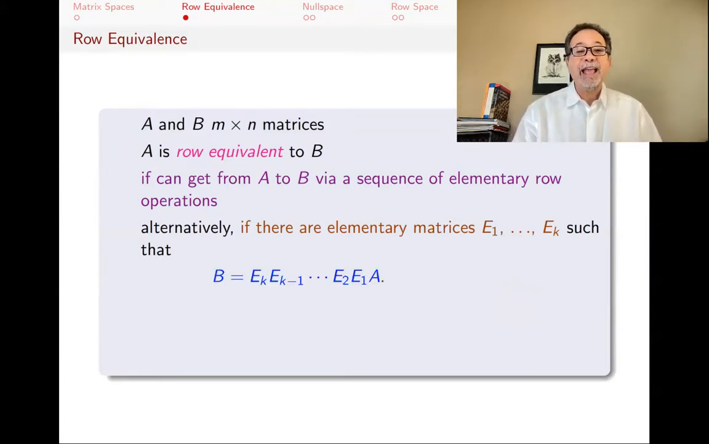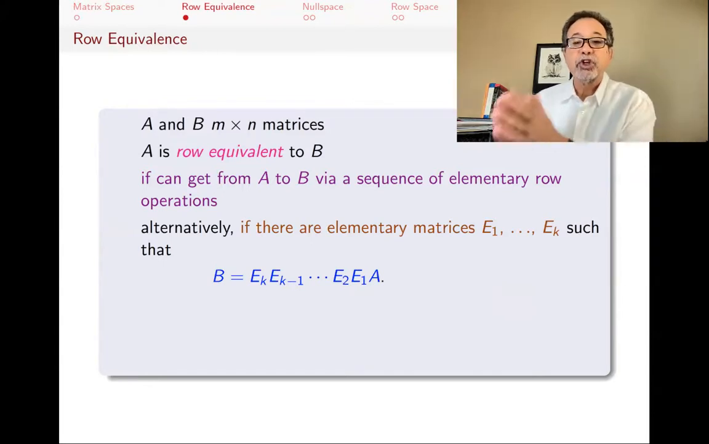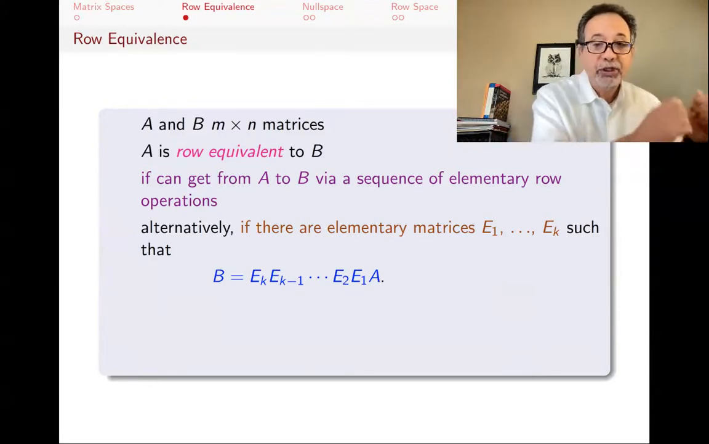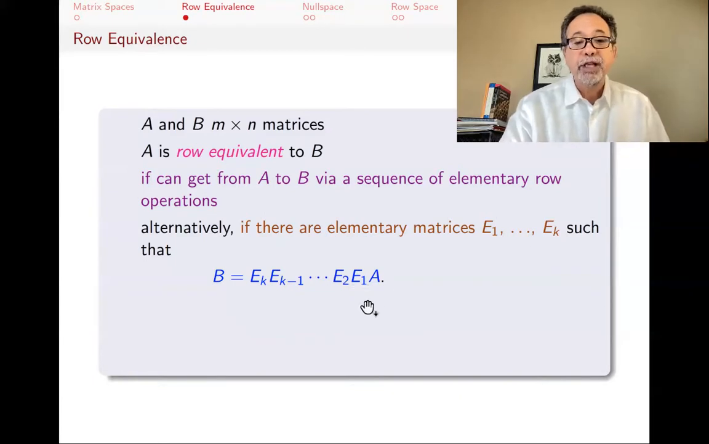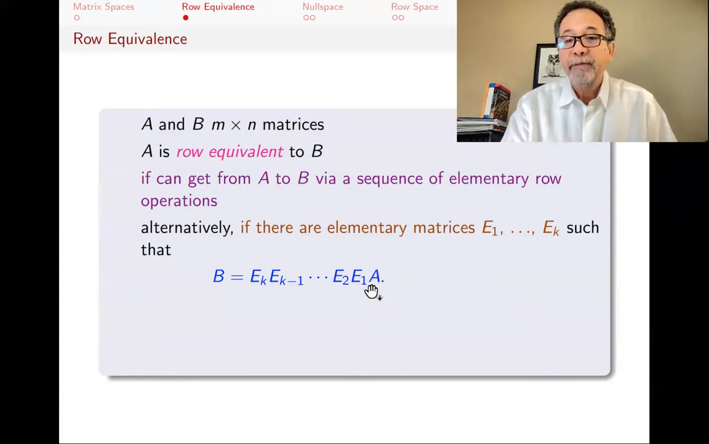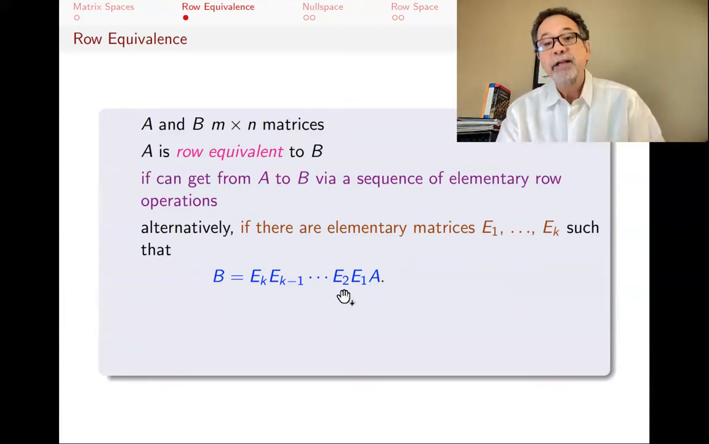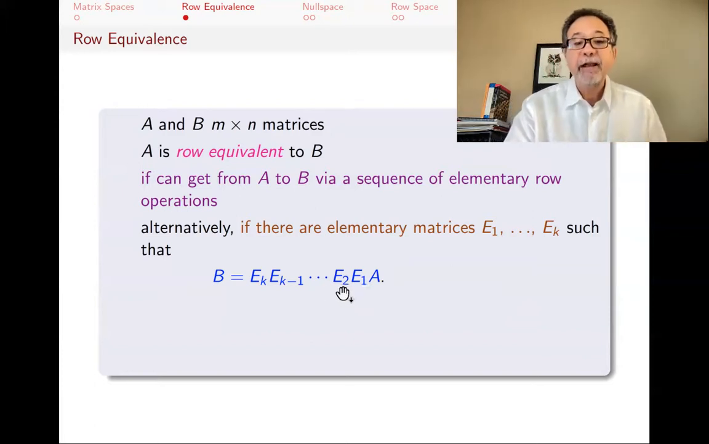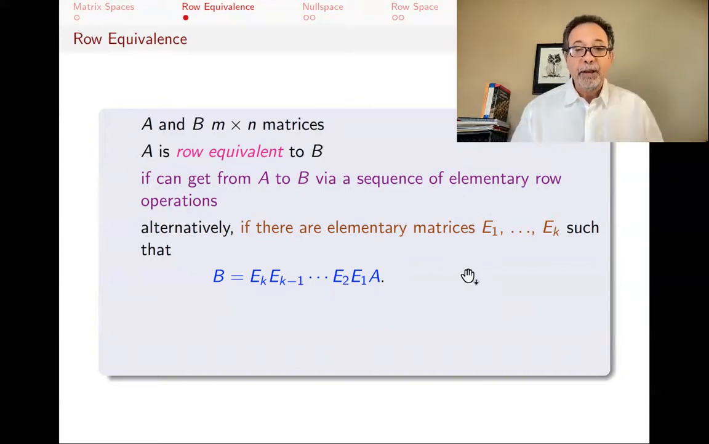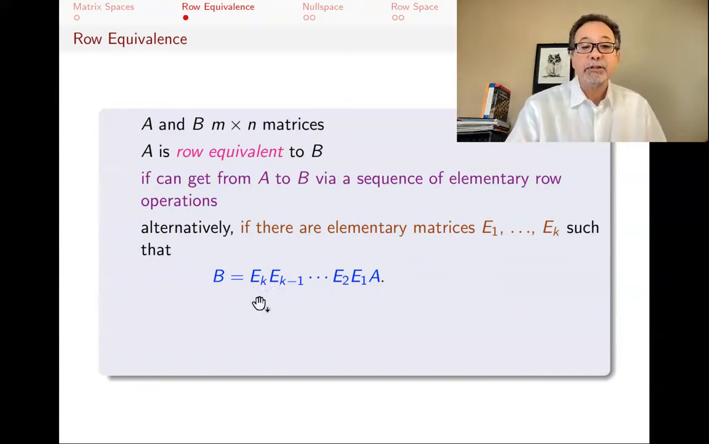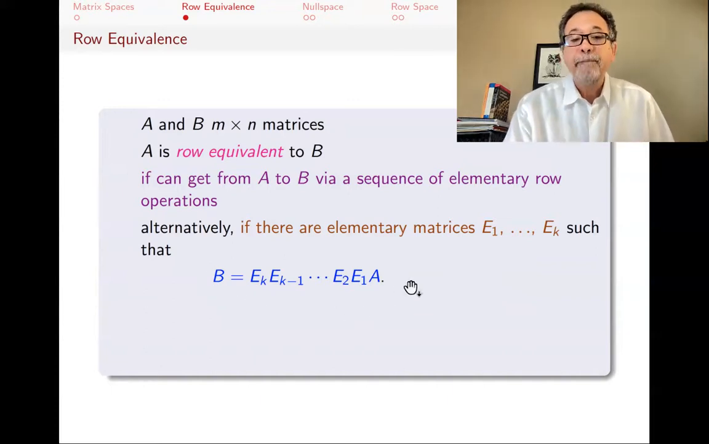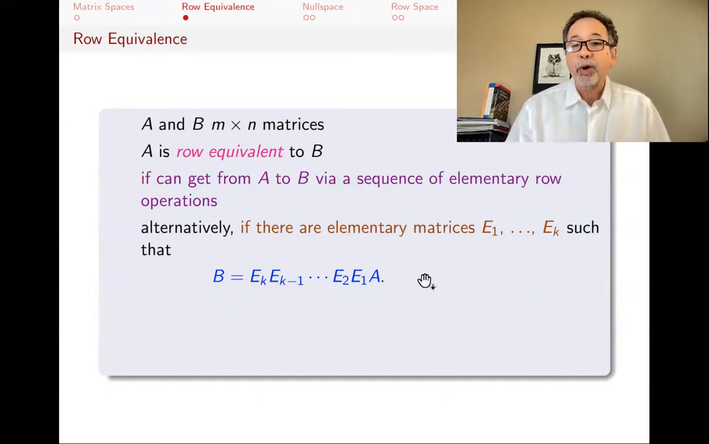To say that A and B are row equivalent means that you can start with A and do elementary row operations and get B. But instead of doing those elementary row operations, you can multiply by elementary matrices. E1 times A does one elementary row operation. E2 times E1A does an elementary row operation on E1A, and so forth. So there are K elementary row operations, E1, then E2, all the way to EK, that are being applied to A, and that's giving us B. This is another way of saying when two matrices are row equivalent.